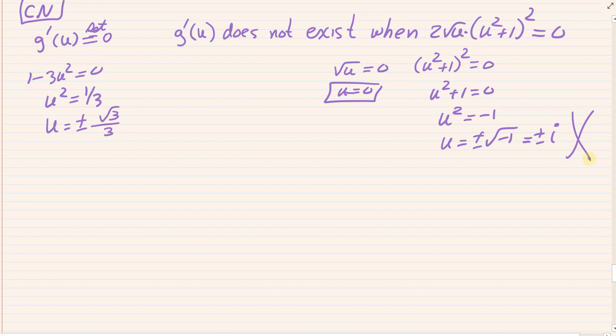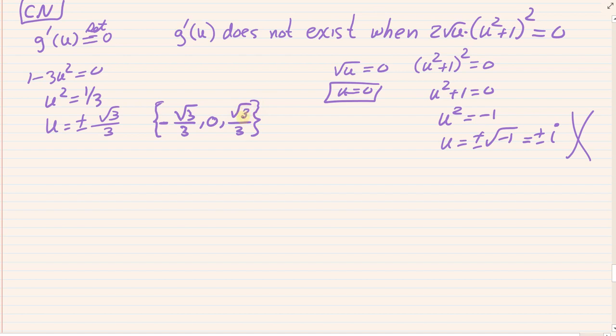So our critical numbers, therefore, are negative root 3 over 3, or it could be 0, or root 3 over 3. Those are the critical numbers.